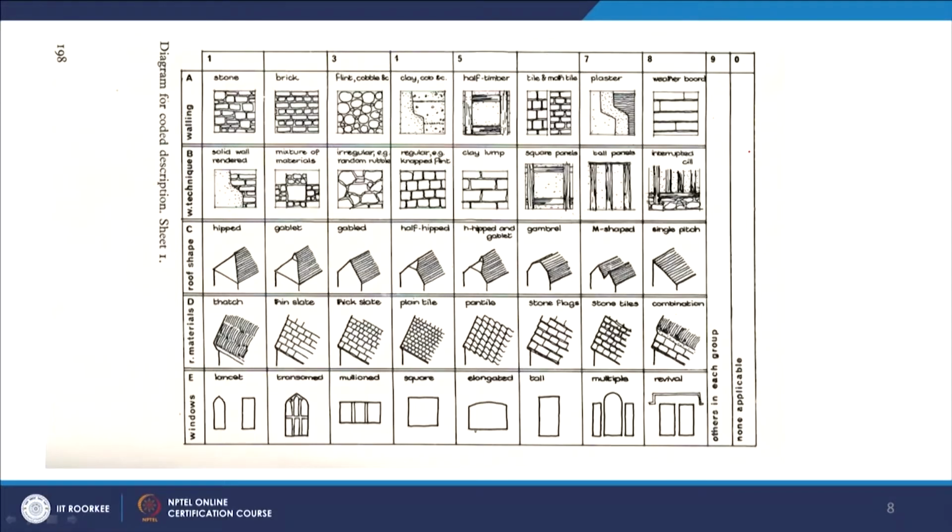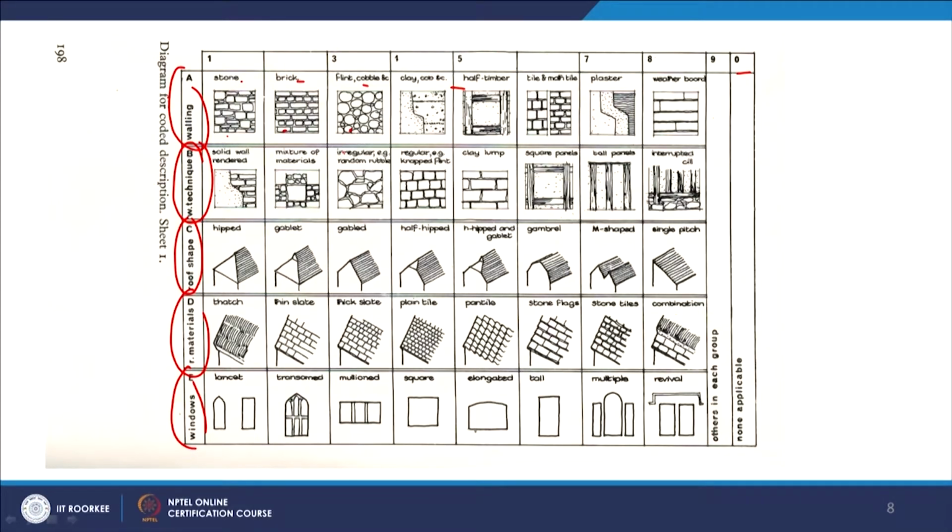So what you need to do is have a kind of coding. What you can see here is A, B, C, D, E, F. So you have windows and walling and the technique, weathering technique, roof shape, materials. Here 1, 2, 3, 4, 5, 6, 7, 8. So you have the stone, brick, flint, cobble, like that. So there are a variety of options which we have in a coded sheet, right?